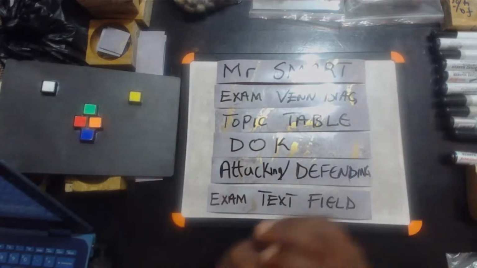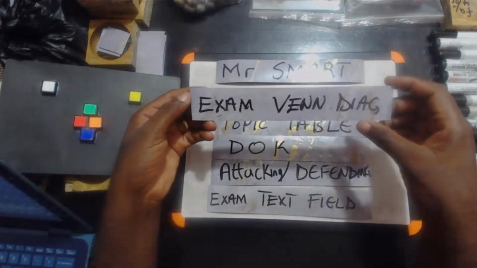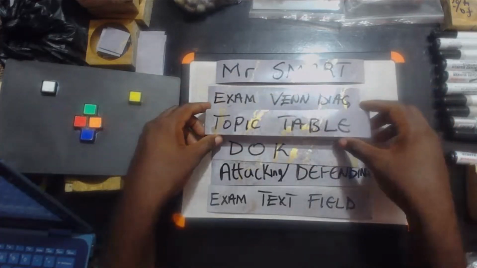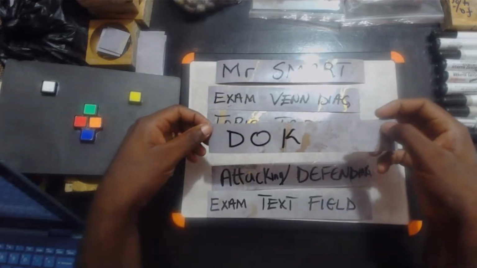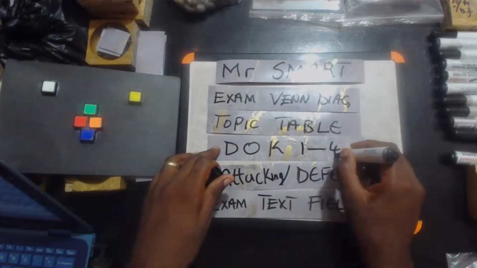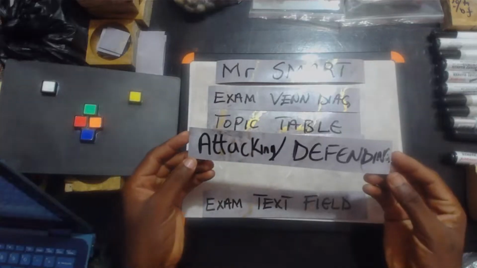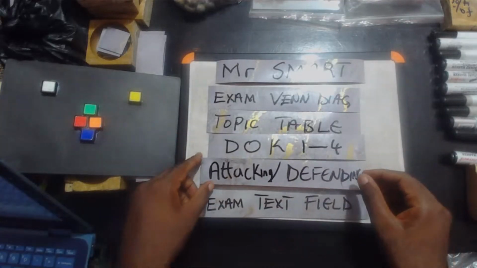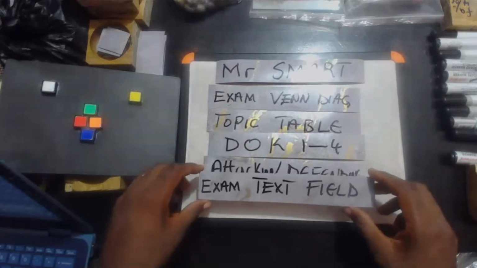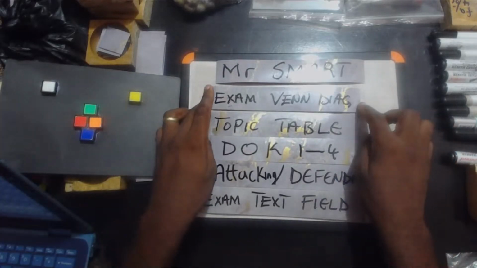So, these are the items I will consider today. We'll look at the exam Venn diagram. We'll also look at the topic table. We'll also look at the DOKs, 1 to 4. We'll also look at attacking and defending in examinations. And then we'll come back to look at the exam text field itself. So let's kick in with our lesson.